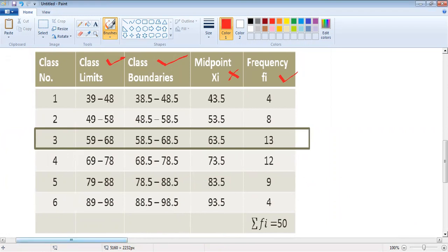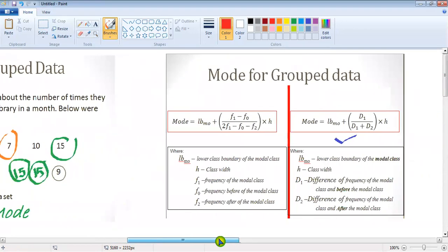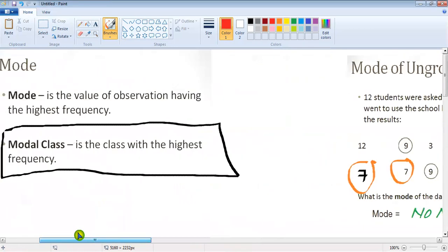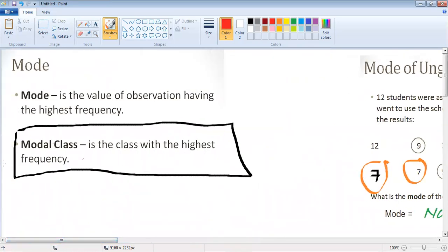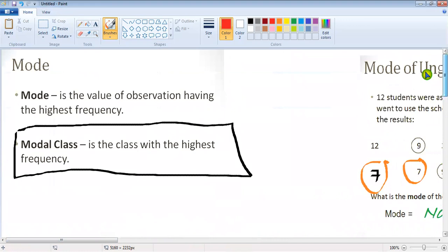Going back to our formula, it always says that there is a modal class. So what is a modal class? Actually, the modal class is just the class with the highest frequency. So we should find the highest frequency and identify which class it is.